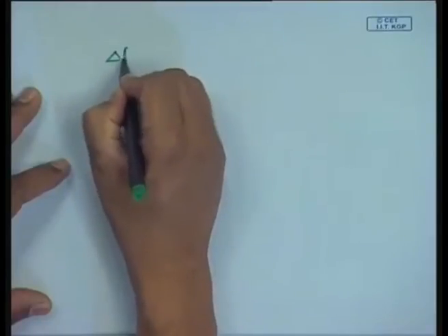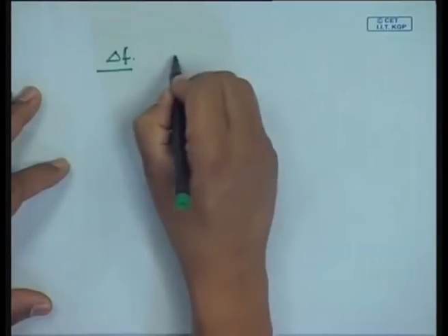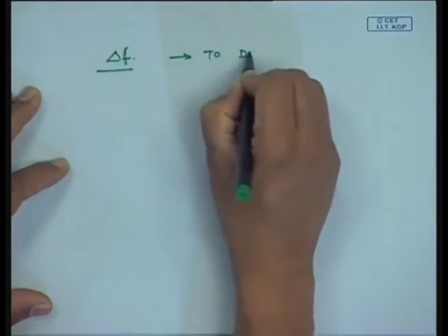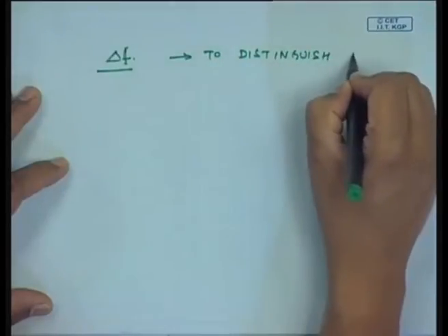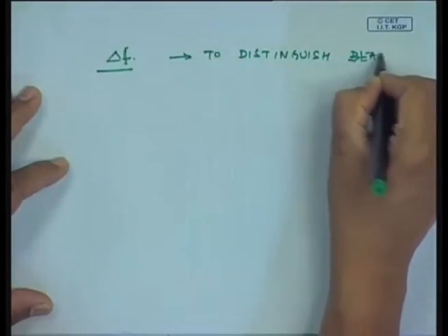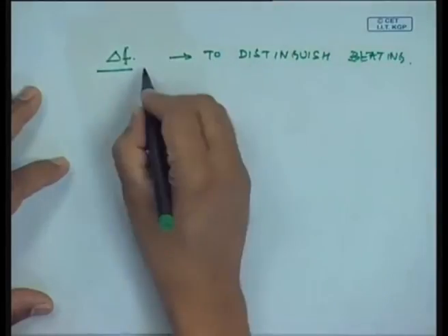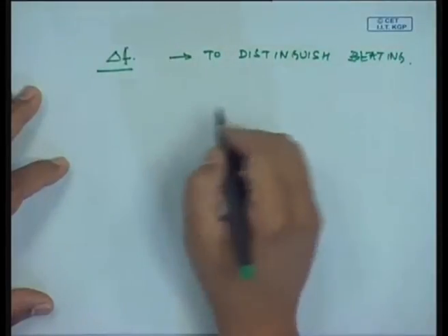But if I want to find out the two frequencies which are responsible for beating, I can simply do a fast Fourier transform, wherein I have to be sure that the delta f is very fine. To distinguish beating, I need to have a frequency resolution where delta f has to be very fine.